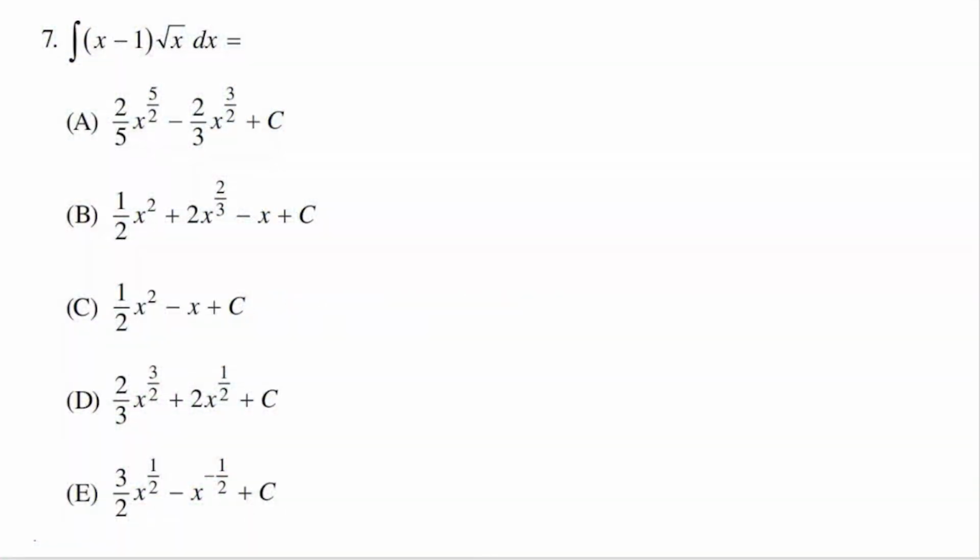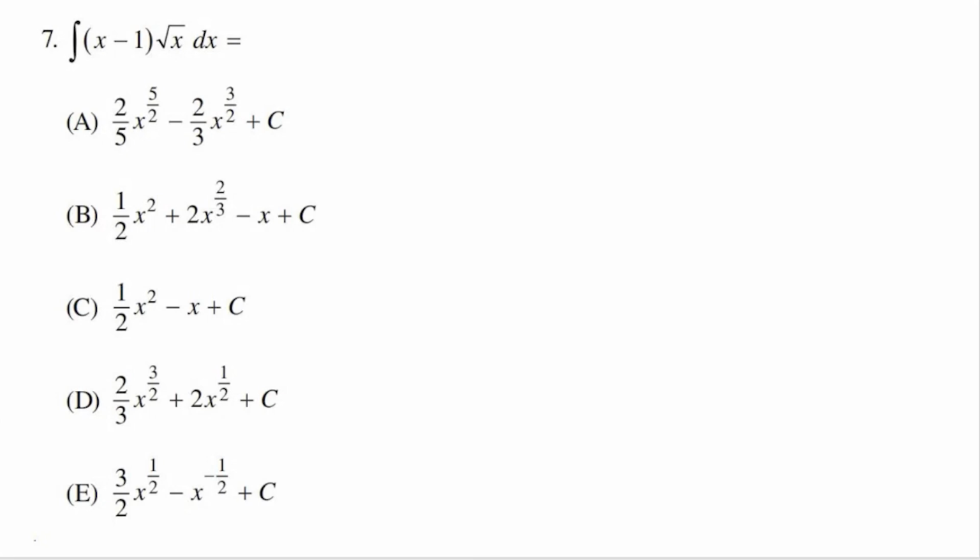Number 7 is asking for the integral of the product of x minus 1 and the square root of x. So the first thing to think about here is that this problem is going to be a lot easier if we rewrite that expression as sort of like a polynomial.